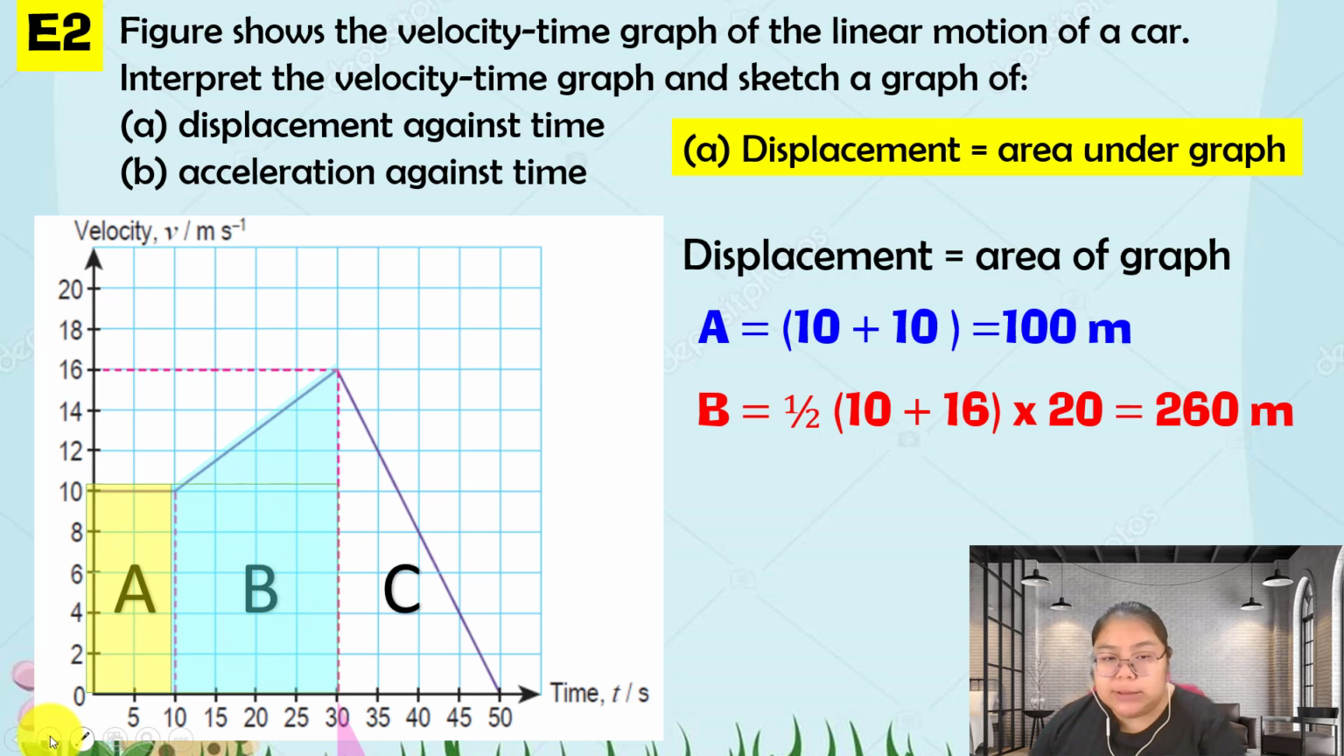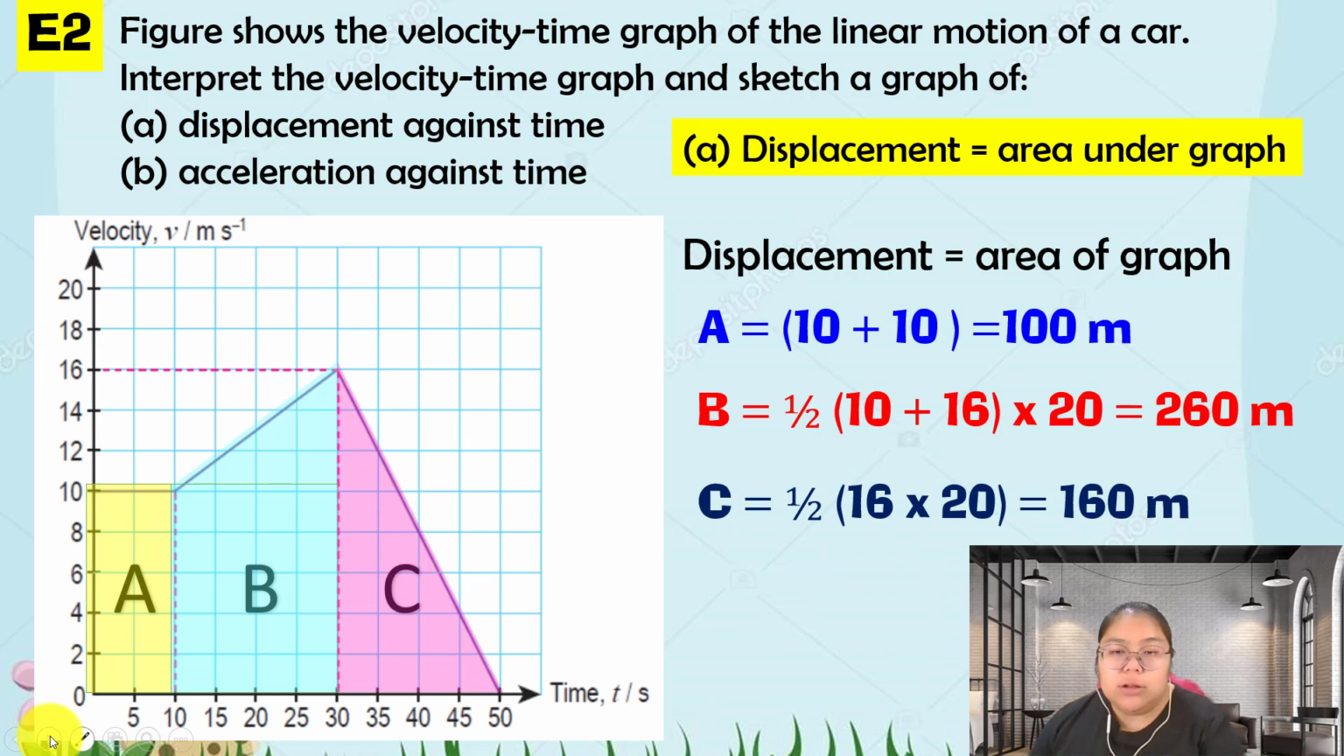Okay, now we go to part C, the triangle. The triangle is half multiplied by the height and also the width. So I get the answer of 160 meters. Okay, so from here, this is the displacement part by part. Now I need the overall.